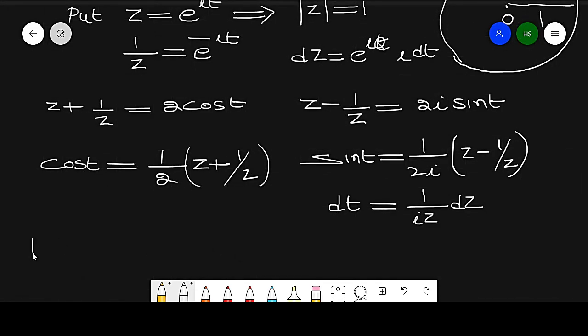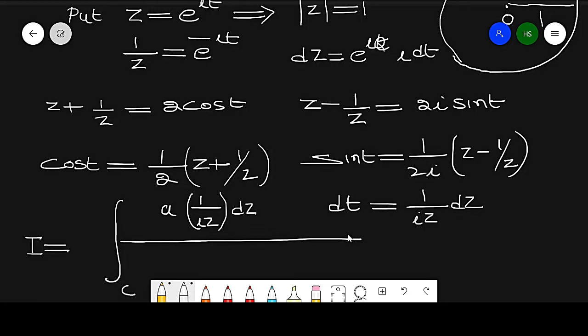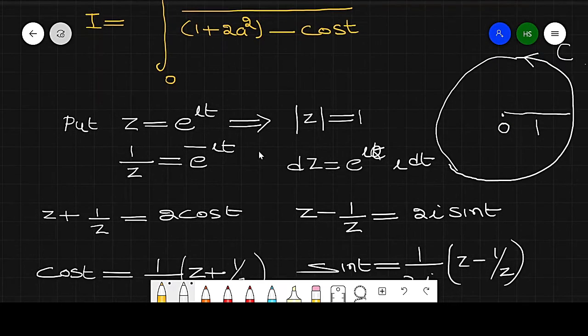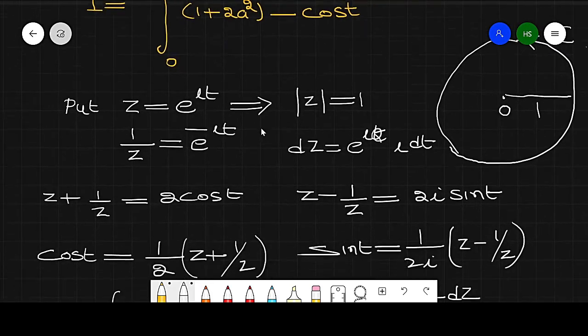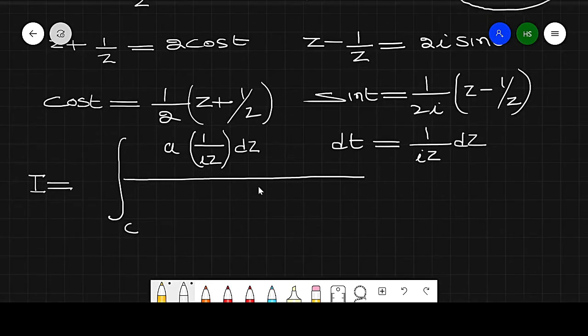Now here the integration will become I. This is integration around a unit circle C. So what is dt? dt is 1 by iota z into dz. Now substitute the value of the other part, 1 plus 2a square minus cos of t.